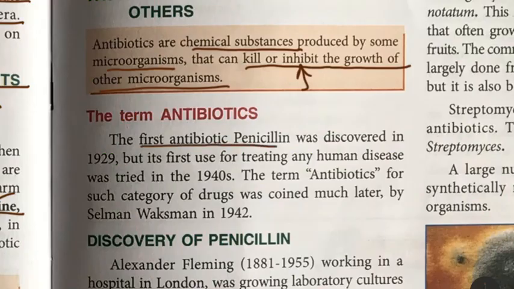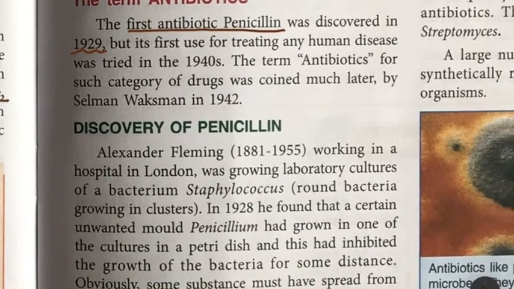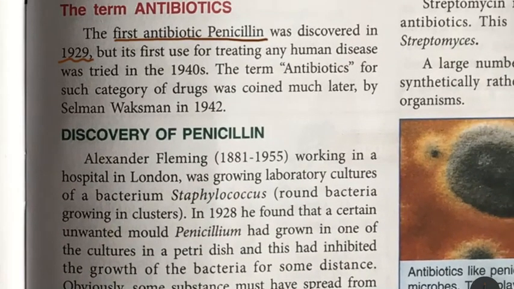Okay, the first antibiotic was penicillin. Please remember, one word answers, and it was discovered in 1929. You don't have to remember the date, this is not history. The first use for treating any human disease was tried in 1940. Even though it was discovered in 1929, it took many years to try it out on any human disease. And then the term antibiotic was given much later, in 1942.